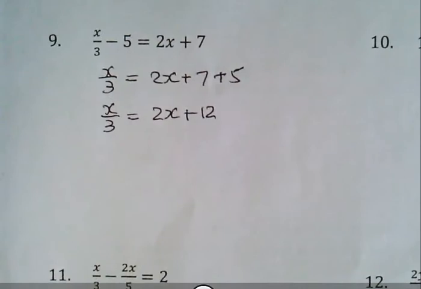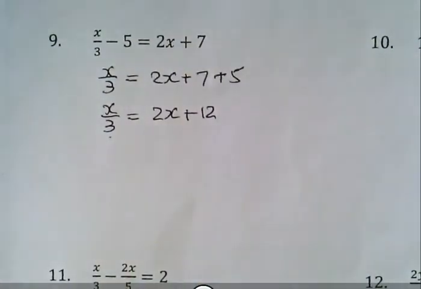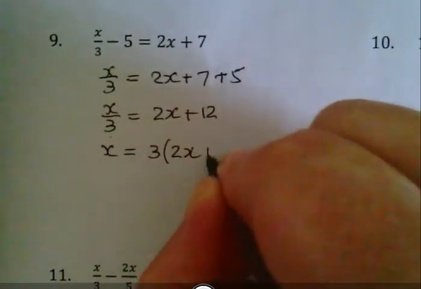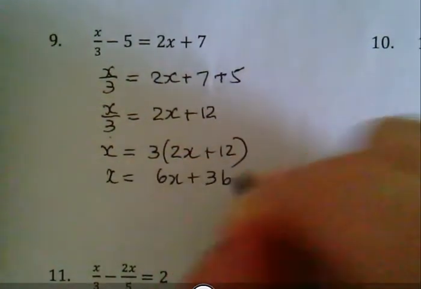Now, if I were you, I'd get rid of this divide by 3. So what do I do next? The inverse operation of dividing by 3 is to times by 3. But we either multiply everything by 3 or we just multiply both sides by 3. So I've got x equals 3 times 2x plus 12. So x equals 6x plus 36.